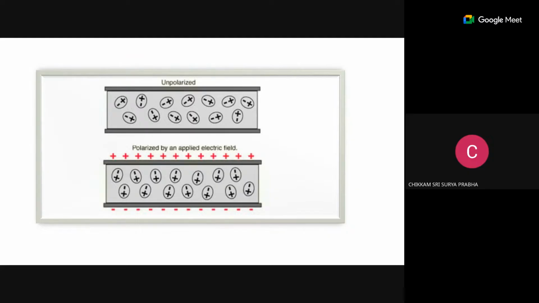Coming to the bottom diagram, when an external electric field is applied, as shown by the positive and negative signs on the plates, the molecules inside the material align themselves, as we can see in the figure. We can observe that the positive end of the molecules turns towards the negative plate, and similarly the negative end turns towards the positive plate, as we all know positive attracts negative and negative attracts positive. This alignment causes polarization, which creates tiny electric dipoles inside the material.